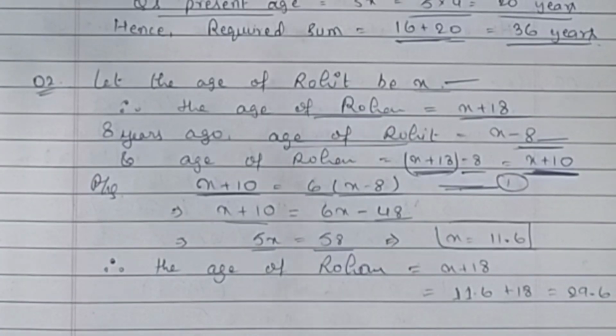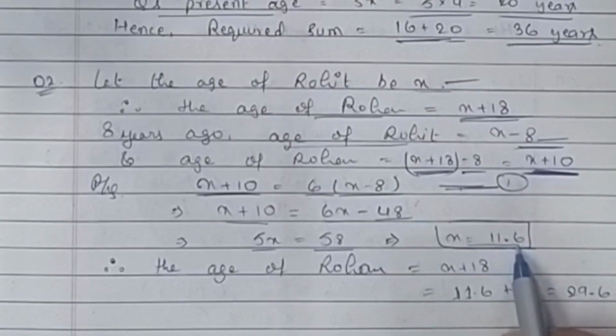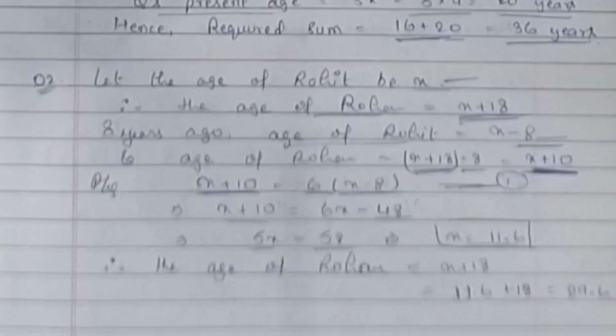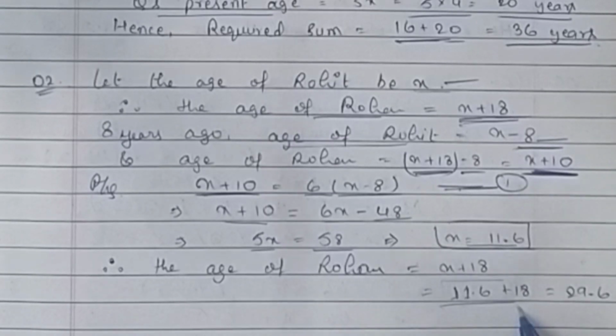Now we have got the value of x, which is 11.6. We can now find the present ages of Rohit and Rohan. But from the question, we just have to find Rohan's present age. So Rohan's present age we have assumed is x plus 18, and now we have got the value of x. So we will put the value of x here and get the present age of Rohan. After putting the value, we get 11.6 plus 18, and hence the present age of Rohan is 29.6 years.